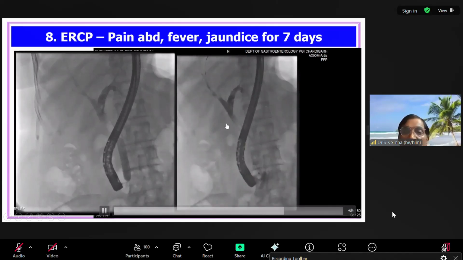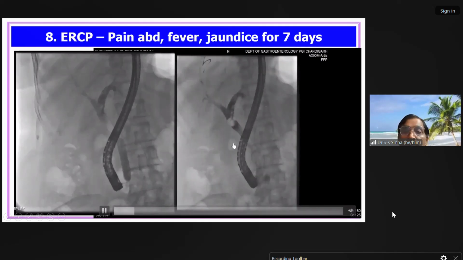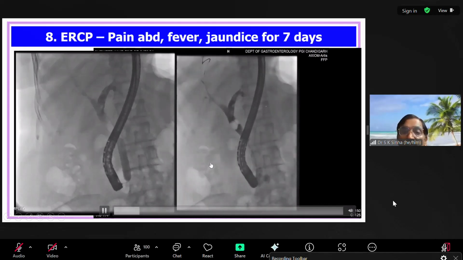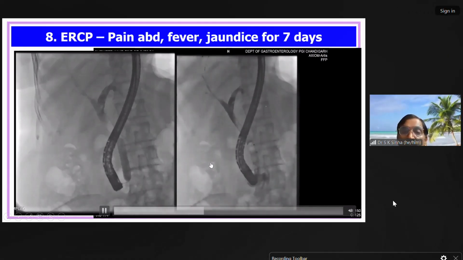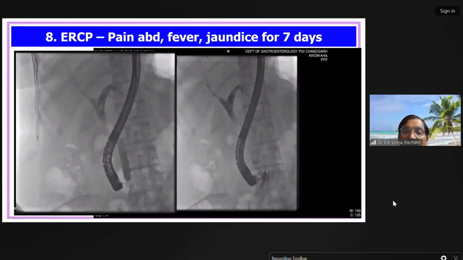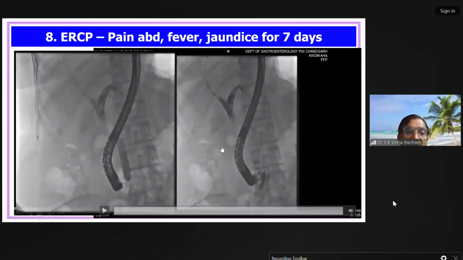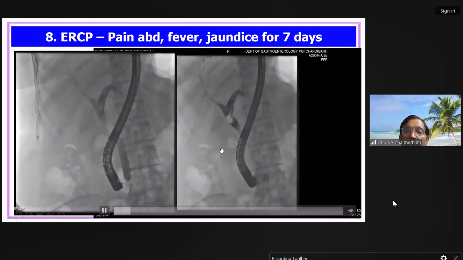So are you able to see clearly? This is video. So that is how, when I was talking about manipulation of the balloon, you will be able to see the stone clearly. That is how it goes, or this is how it looks. Okay.